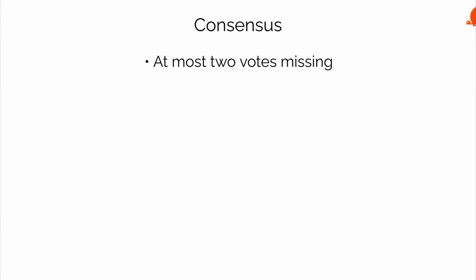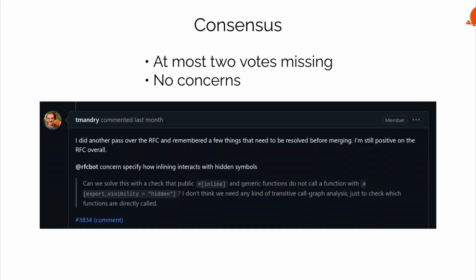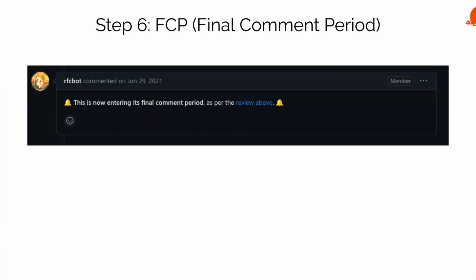Consensus means that almost everyone has already voted, and there are no outstanding concerns. This is very important. Even if the majority of the team agrees, but there is a single concern, we usually won't move forward because we want to make sure that all the voices are being heard and all the perspectives are being considered. Once the vote finishes, the final comment period starts, which lasts for 10 days.